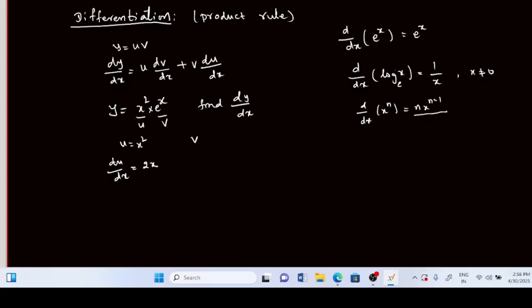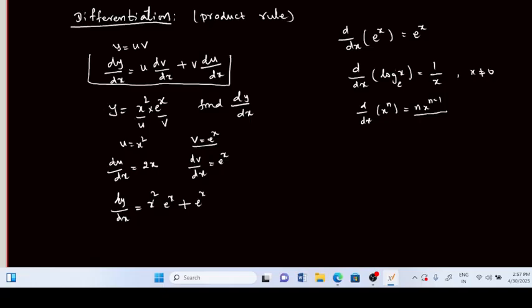Now v is e power x. We know the differentiation of e power x is e power x only. So here we use product rule. dy by dx is u, we write it as it is, x square, into differentiation of v, which is e power x, plus we write v as it is, e power x, into differentiation of u, which is 2x. This is the answer for this problem.